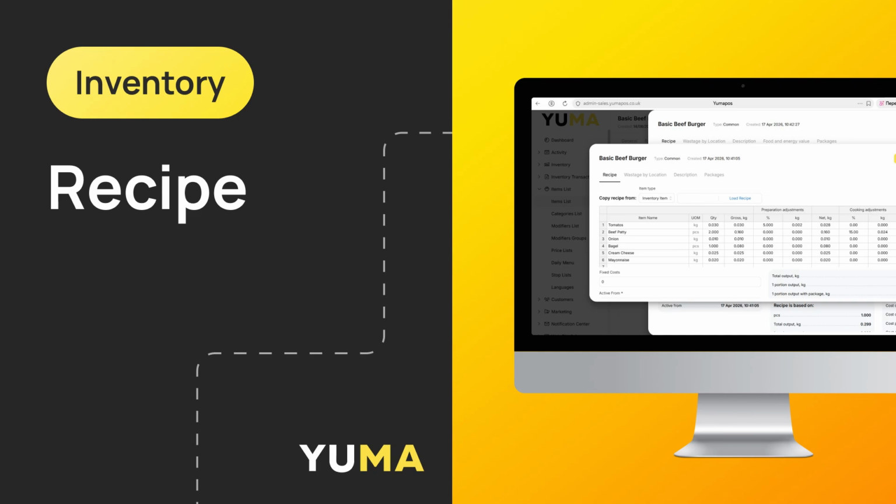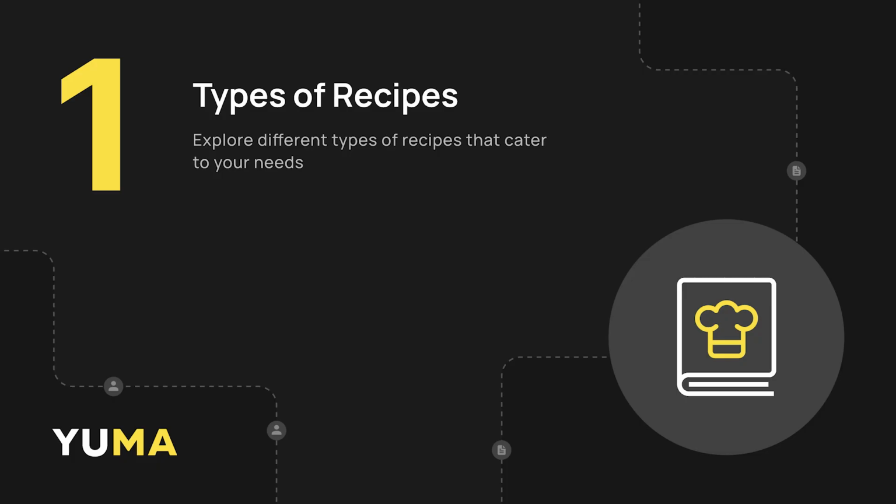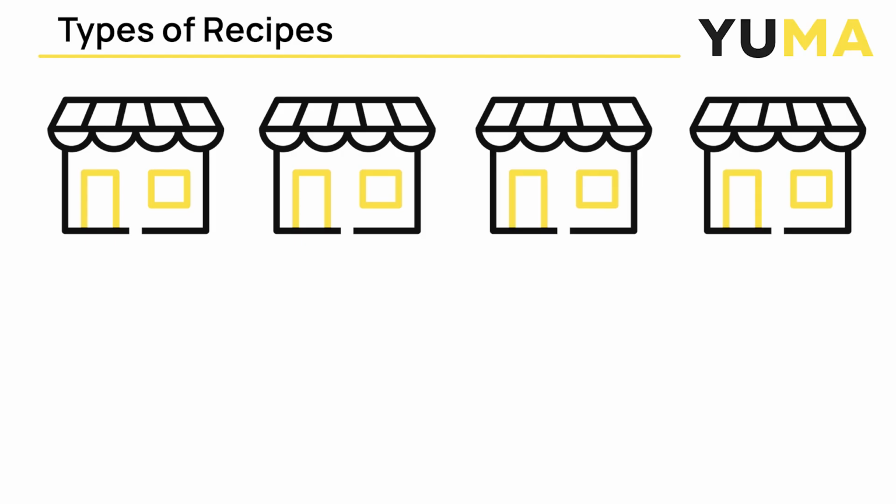In our previous video, we covered how to create inventory items. Now, let's look at recipes. Types of recipes. A restaurant or cafe might run one site or several. In Yuma, these are called stores.